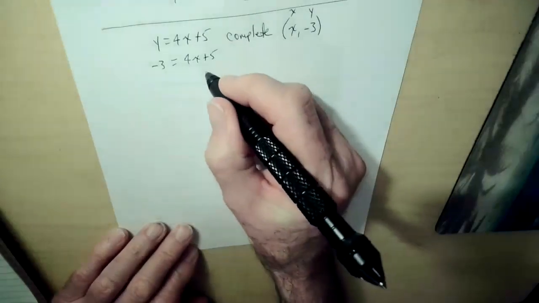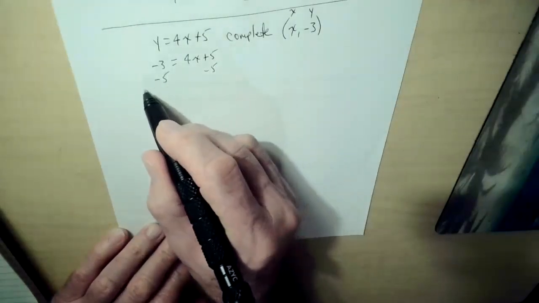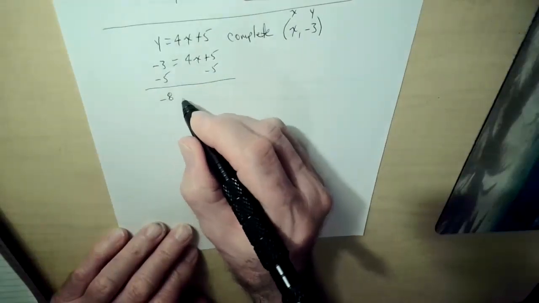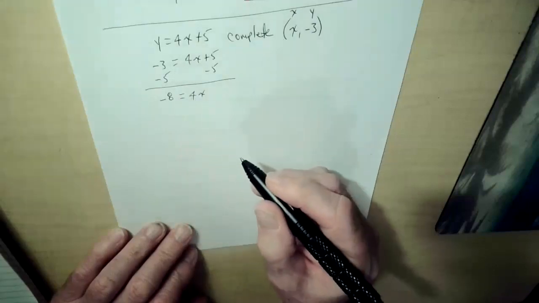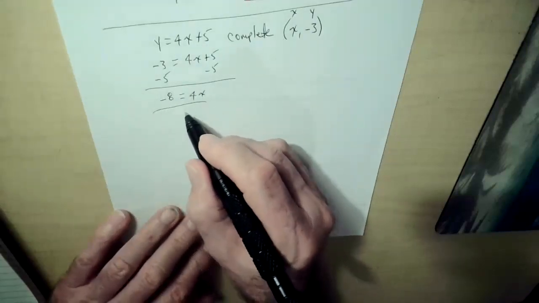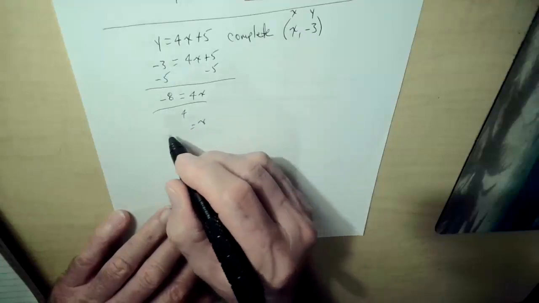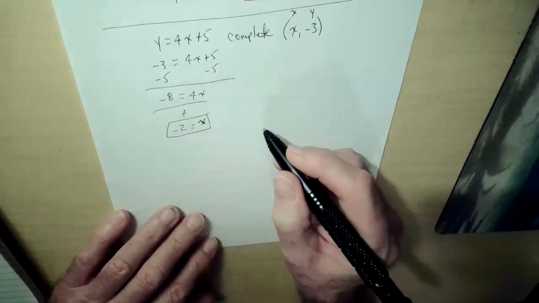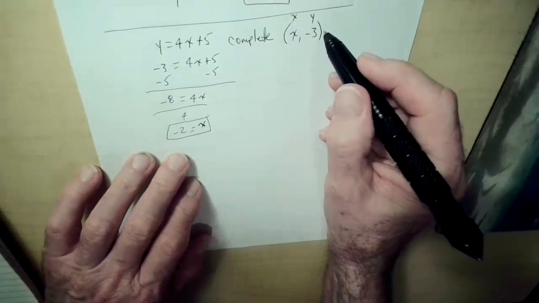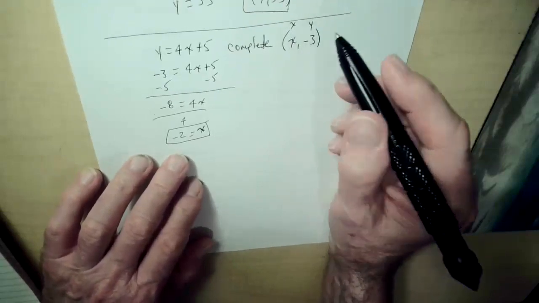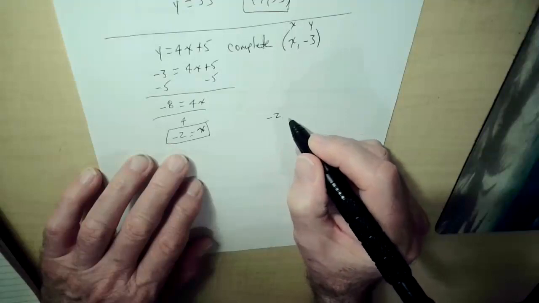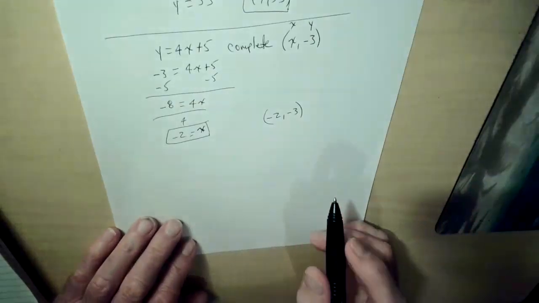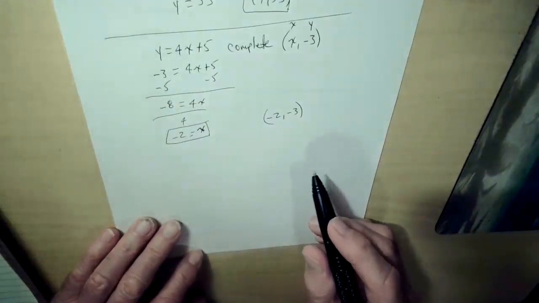X is over here on this side. So remember, we want to get rid of addition subtraction first. So we subtract 5 from each side. Signs are the same, so we add -8 equals 4x. Right? And now we divide everything by 4. X equals -2. Is this our answer? No. Remember, you have to plug this back into this. So instead of X, we're going to plug in -2, comma, -3. And there it is.